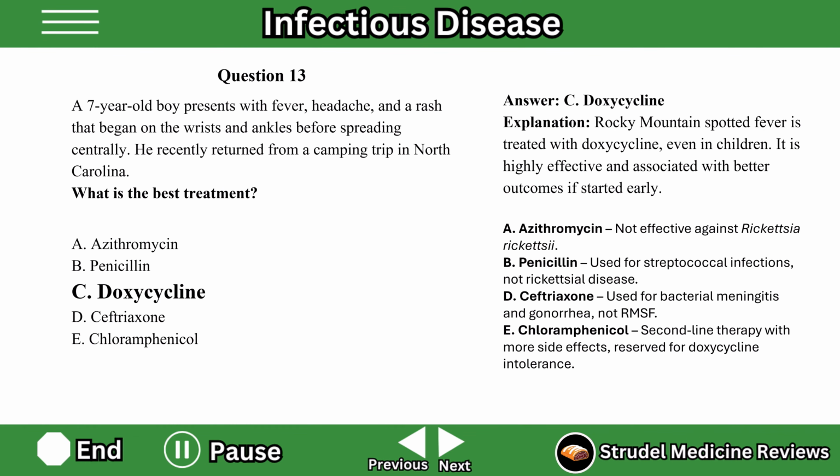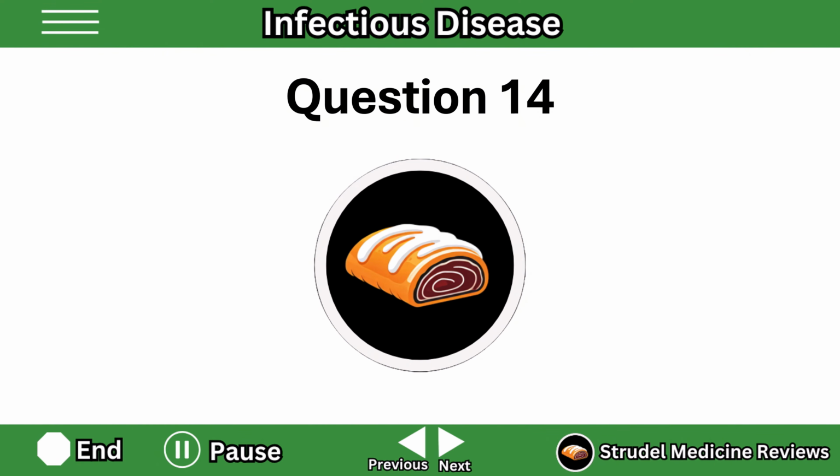But chloramphenicol is another, I believe it's a 50S subunit inhibitor, but I might be incorrect. It's either 50S or 30S, but it's a protein, a ribosome inhibitor. All right, question 14.